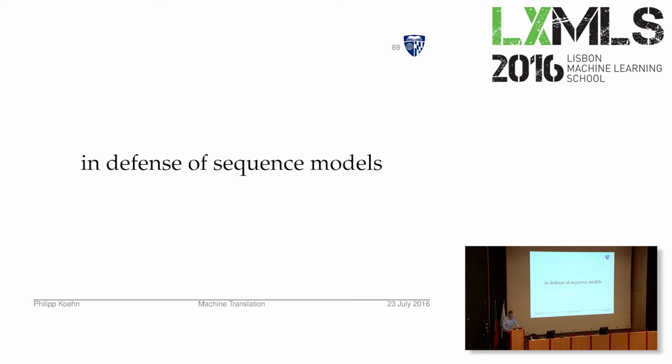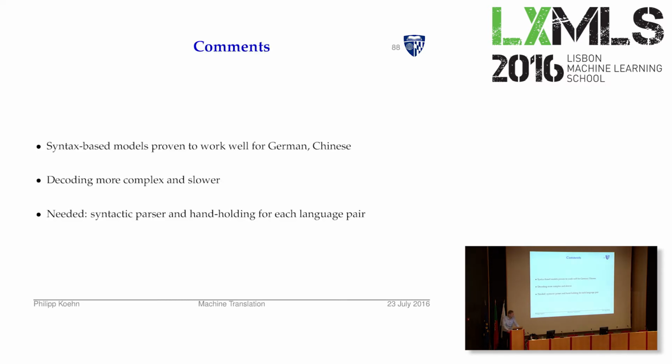Okay. So that was trees. That was the right thing to do. If you head towards more linguistic machine translation, that's the first stepping stone. The next stepping stone was to do semantic representations, and there are people working on that.